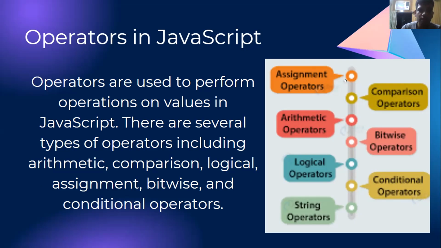Comparison operators are used to compare two values and return a Boolean value. Logical operators are used to combine multiple conditions and return a Boolean value. Assignment operators are used to assign values to variables. Bitwise operators are used to manipulate the binary representation of numbers. Conditional operators are used to evaluate different conditions and return a value based on the result of those conditions.